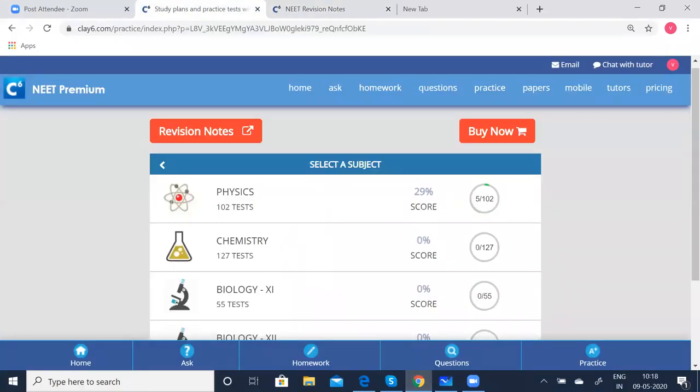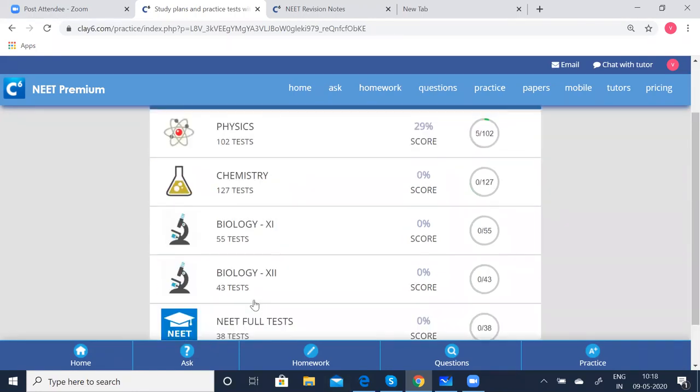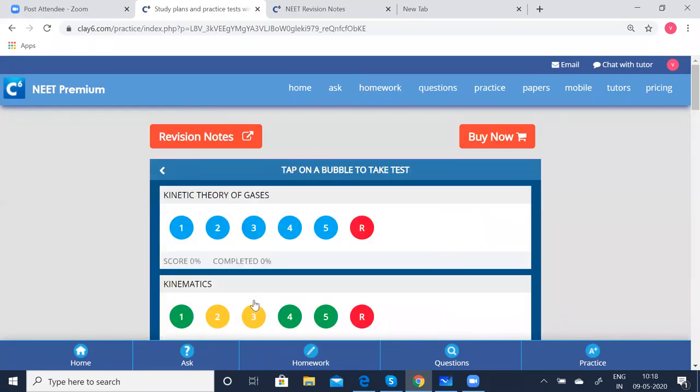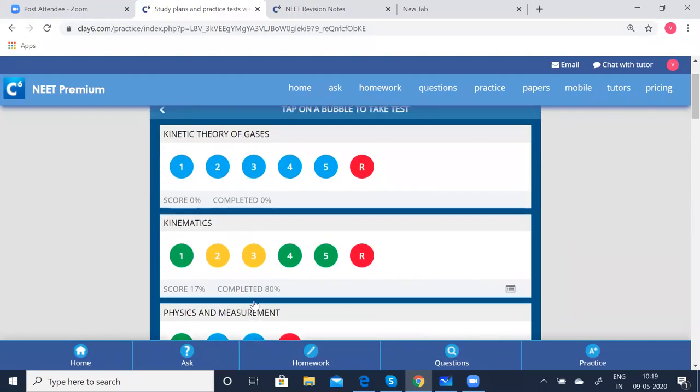We'll go to the tests. Here, if you want to take the test, what you do is go to the site. Here you have physics, chemistry, biology, and all the NEET tests, full tests also. Click on the physics tests. Now we are doing kinematics, right? I told you yesterday, motion in a plane and motion in a straight line are clubbed together as kinematics.